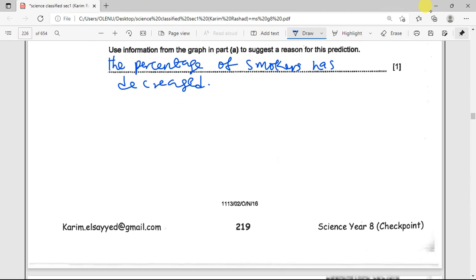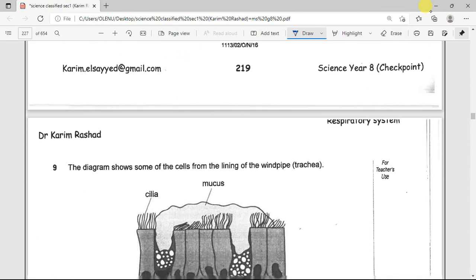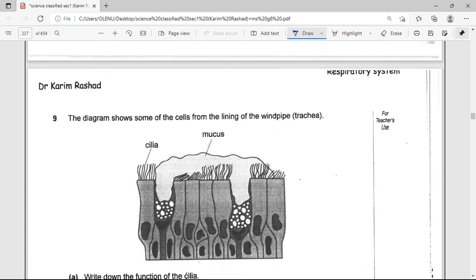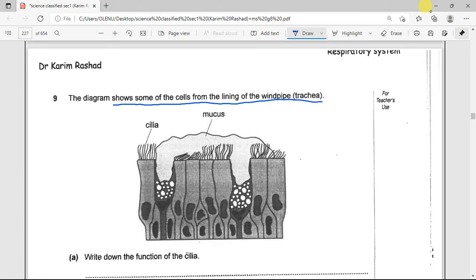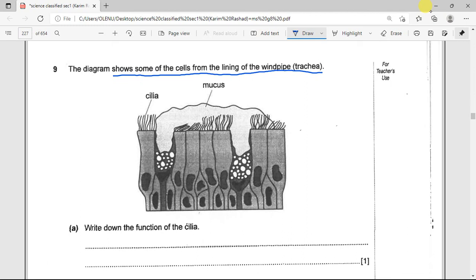Then the next question, let's see, the diagram. The diagram shows some of the cells from the lining of the windpipe, also called the trachea. Now, write down the functions of the cilia. Now, these are cilia, and cilia help to move or sweep mucus. This mucus is produced by goblet cells.